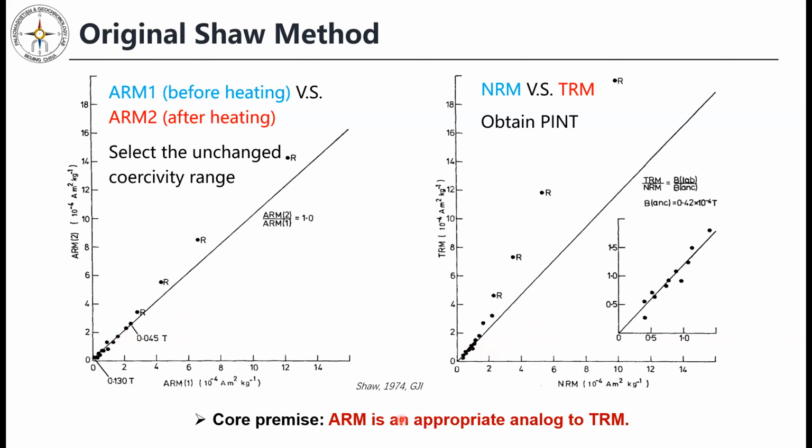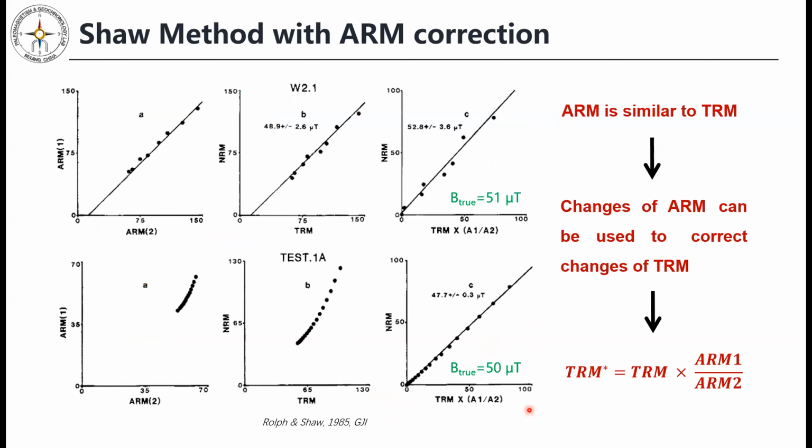And it's noteworthy here that this step of selecting the unchanged coercivity range implicitly contains one important premise of the Shaw method: that the ARM should be an appropriate analog to the TRM during the heating. And bearing this in mind, if the ARM is similar to the TRM, one can use the changes of ARM to correct the changes of the TRM during the heating. And this formula expresses it in a mathematical form.